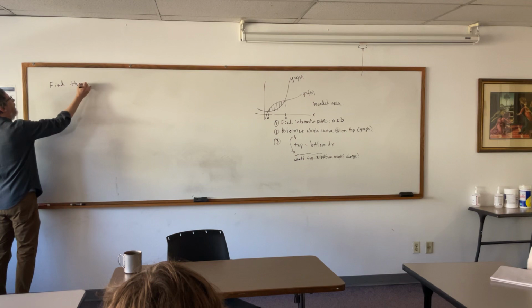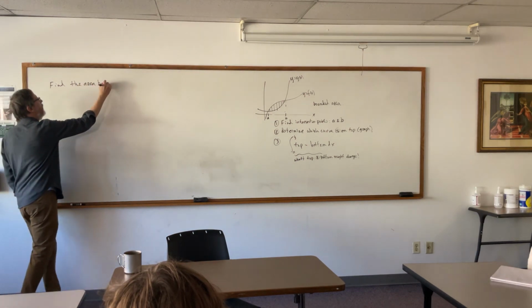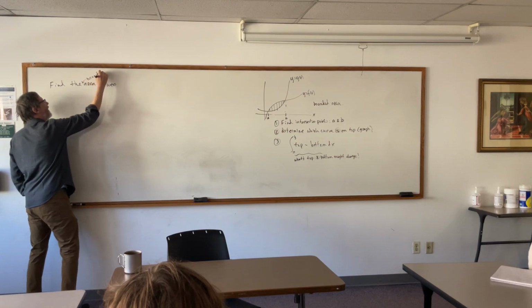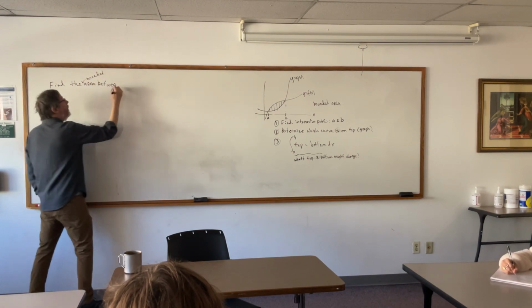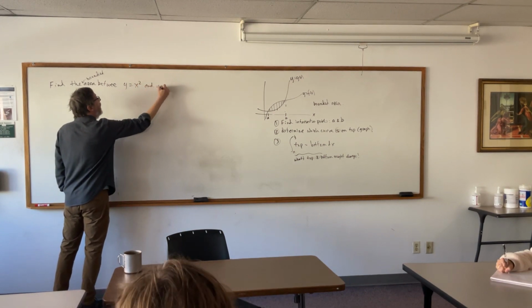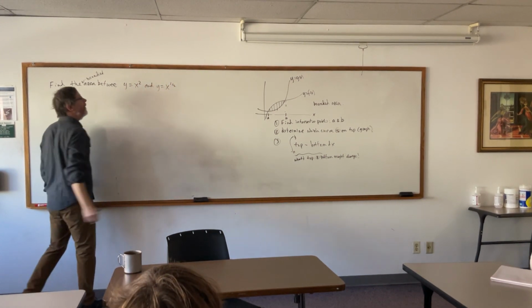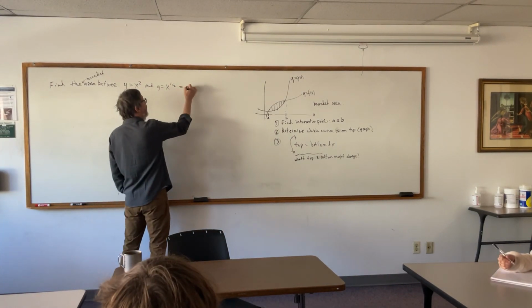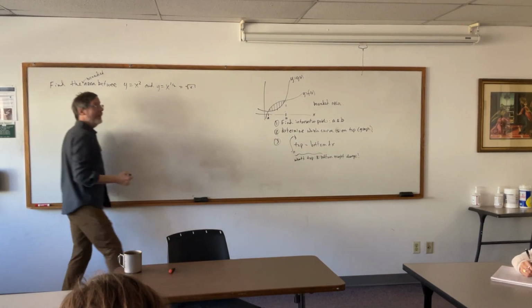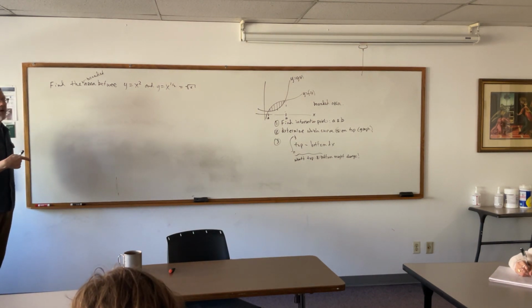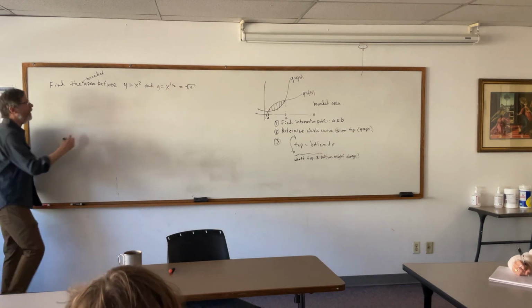Find the area between, and I'm going to put bounded area here. So I'm actually starting with the harder one. Between y equals x squared and y equals x to the 1/2, square root of x. So a function and its inverse. Step 1, get a graph to understand what is happening.